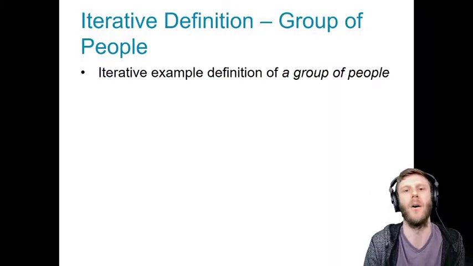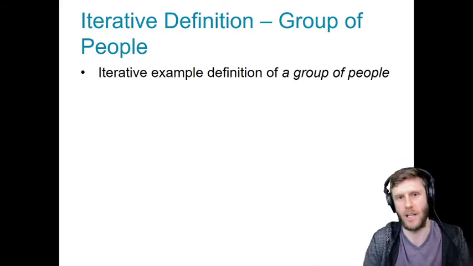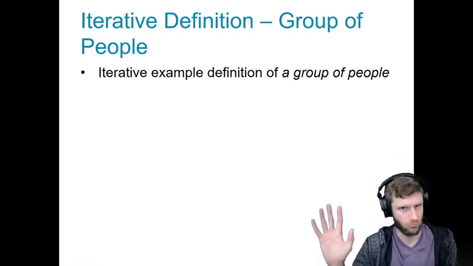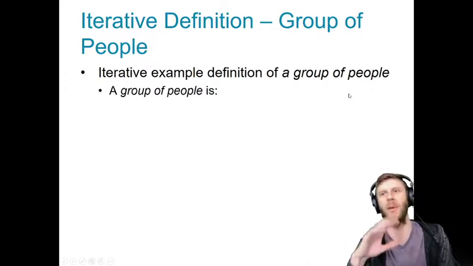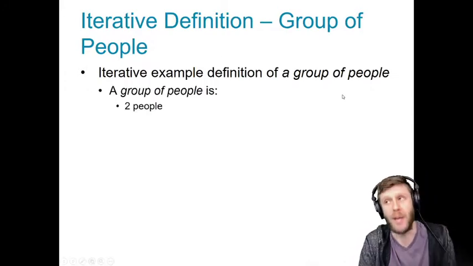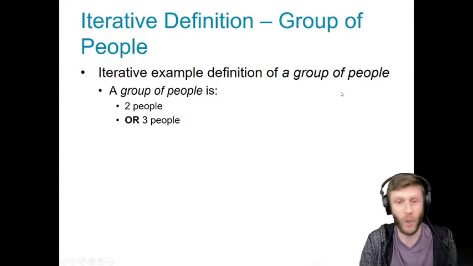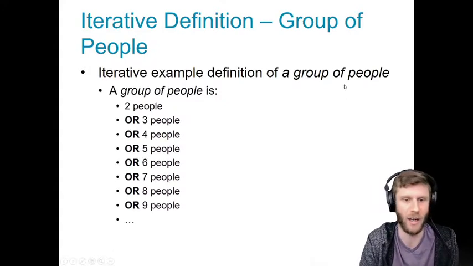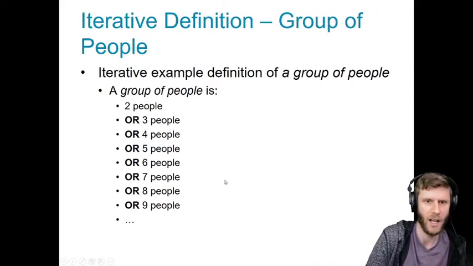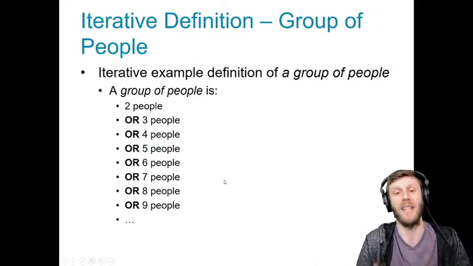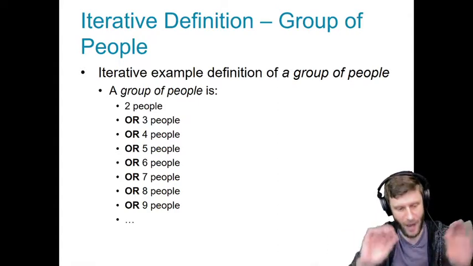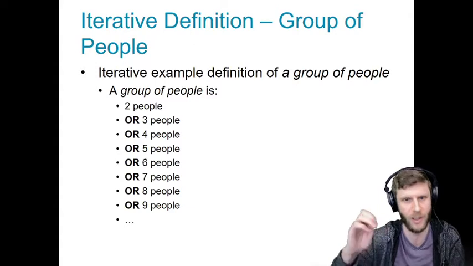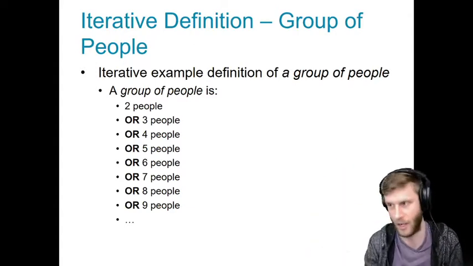All right. So let's do an iterative definition of like a group of people. Okay, so I could say like, well, a group of people is 2 people, or 3 people, or 4 people, or 5 people, or 6 people, or 7 people, or 8, all the way up to like infinity, right? If I wanted to define this iteratively, to be as mathematically correct as possible, I would have to write out all possibilities. So I can look it up.